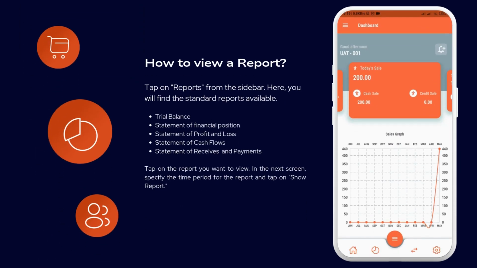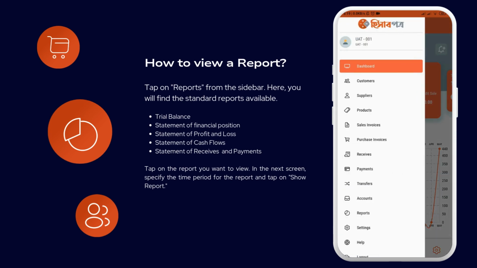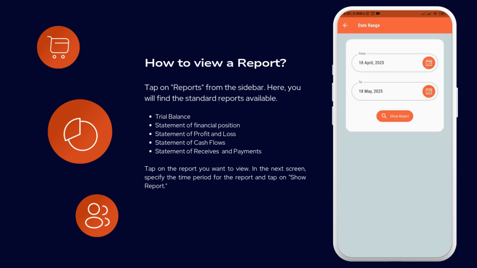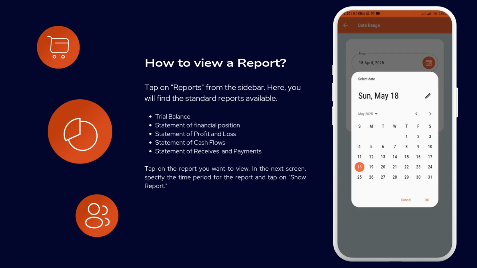Let's see how you can view reports in the HisabPotro app. To view reports, tap on the Reports option from the sidebar. Here you will find several standard reports such as trial balance, statement of financial position, statement of profit or loss, statement of cash flows, statement of receipts and payments. To view a specific report, simply tap on the report you want to see and select the desired time period.